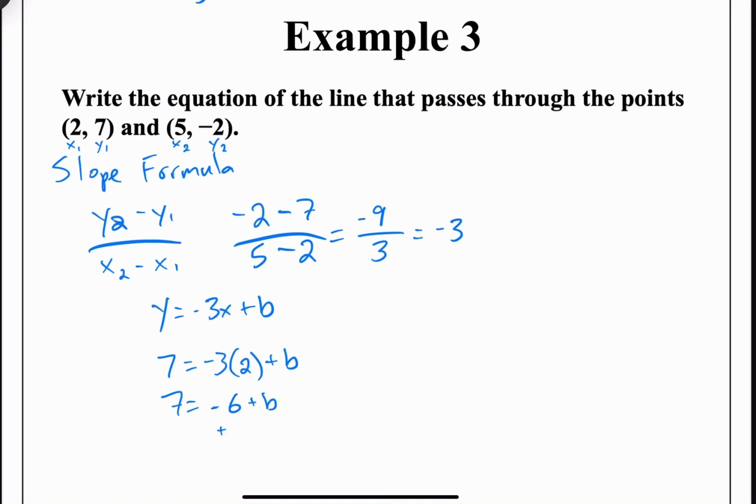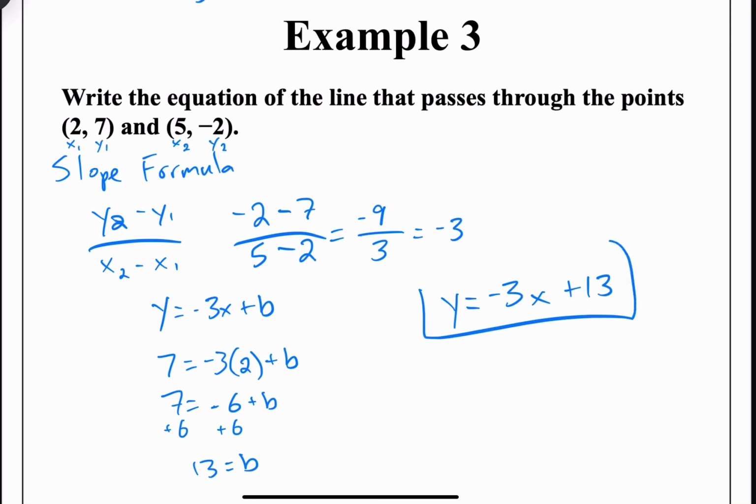And I'm going to add 6 to both sides. I get 13 equals b. So now I know what my y-intercept, or b, is. So I can write, and I already figured out what the slope is, so I can write y equals negative 3x plus 13. And there is the linear equation for a line that goes through those 2 points. And that's all there is to it.